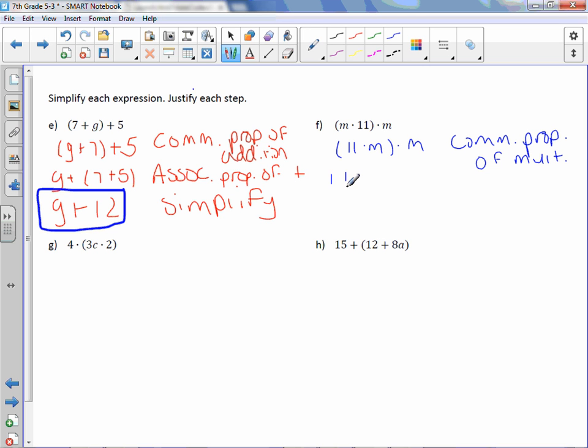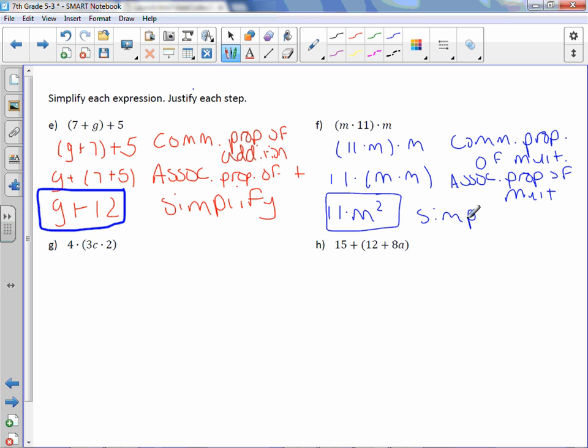Then I'm going to change the grouping. 11 times M times M. So this would be the associative property of multiplication. And then I'm going to simplify. Well, M times M, we have learned, is M to the second power. So this is 11 times M to the second power. And we can't do anything more. So this last part we just simplified.